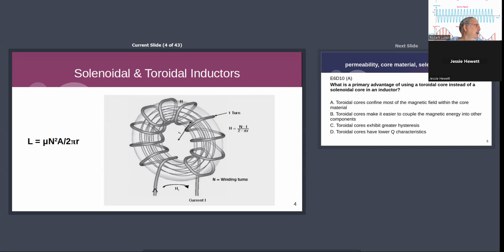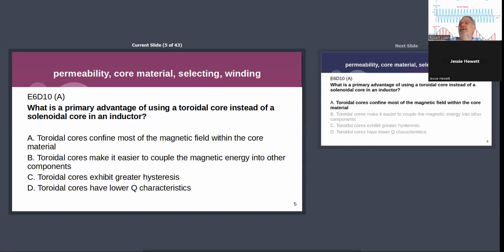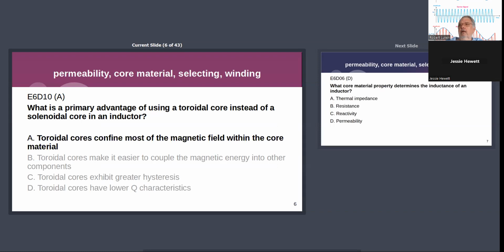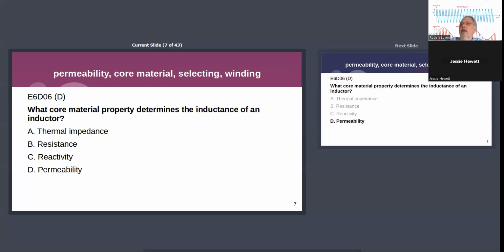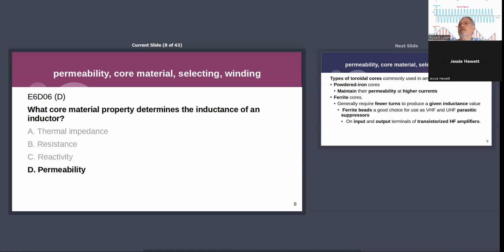Okay, you ready? Maybe. So what's the primary advantage of using a toroid versus a solenoid? It's the magnetic field contained. A. Okay. What core material property determines the inductance? Permeability. And we usually use the mu sign to represent permeability.